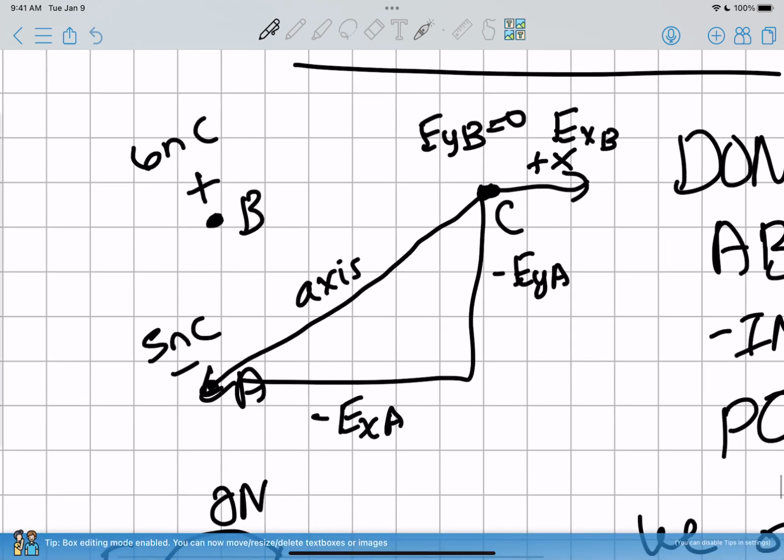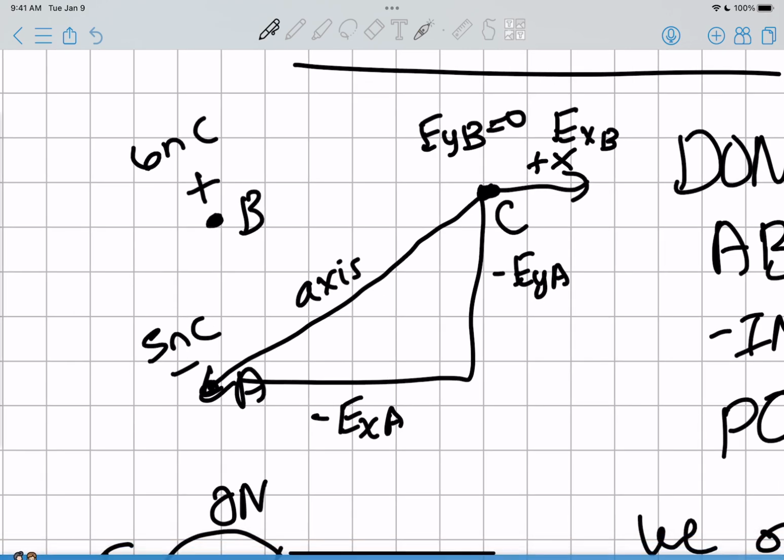So C reacts to B by moving to the right because it's repelled by B. It does not want to be near it. C goes down and to the left, southwest, along that electric field axis because it wants to be attracted to A. That would be the force of A on C. And that would also be the force of B on C as well, like I mentioned earlier.